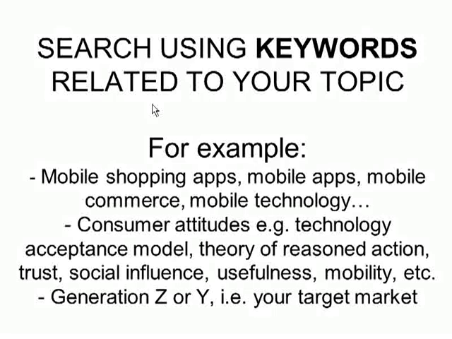Then if you're doing consumer attitudes, like they were doing, the different models that are applicable: technological acceptance model, theory of reasoned action, the actual attitudes, trust, social influence, usefulness, and the target group you're doing, Generation Z, Generation Y, and combinations of these, because the more combinations you give, the more specific the article is going to be that you find. So my BTechs have had a lot of practice at this year. Now they've got to do it for their own topics. That's a whole different kettle of fish.